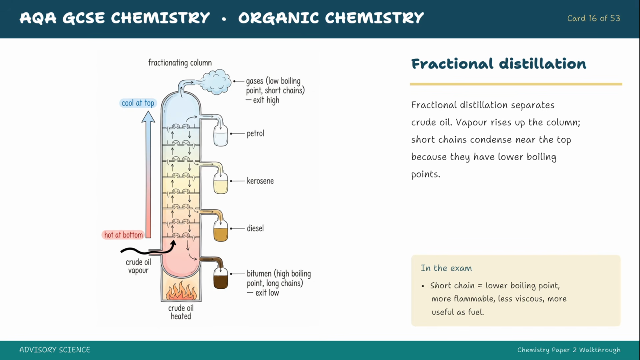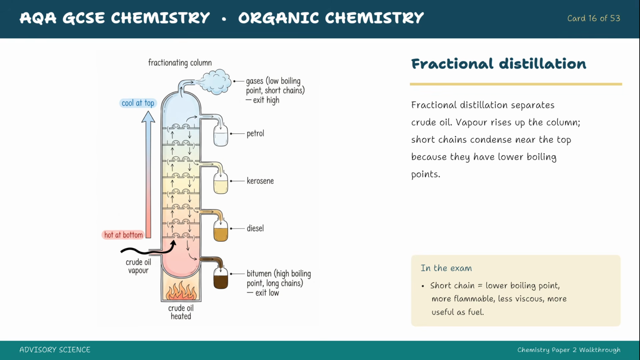Fractional distillation. This is how we separate crude oil into its different sections. The crude oil is heated until it evaporates. Then it's fed into a tall tower called a fractionating column. The column is hot at the bottom and cool at the top. As the vapours rise, they cool down. The long-chain hydrocarbons have high boiling points, so they condense and are collected near the bottom. The short-chain hydrocarbons have low boiling points, so they rise higher up before condensing and are collected near the top.